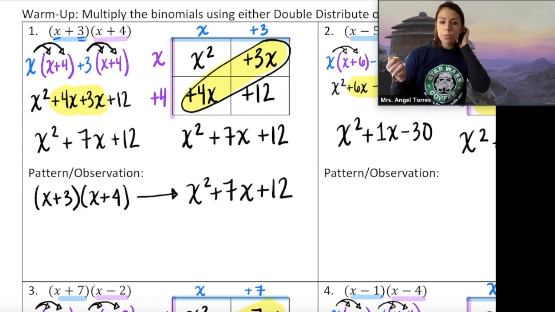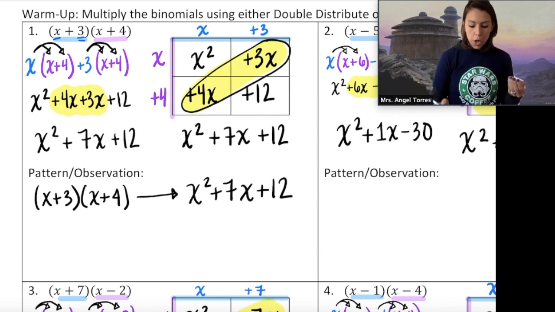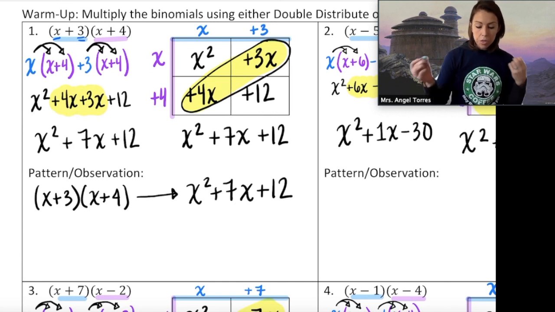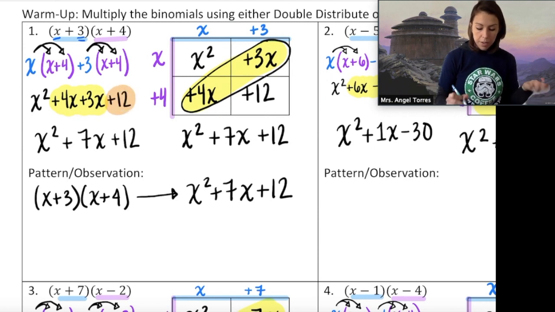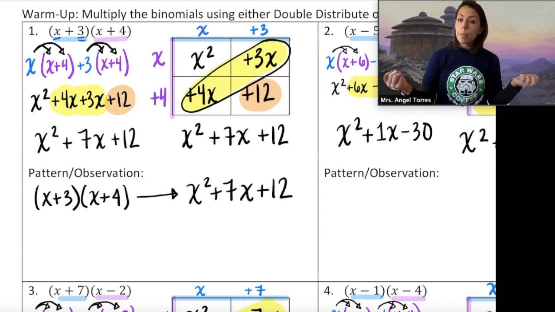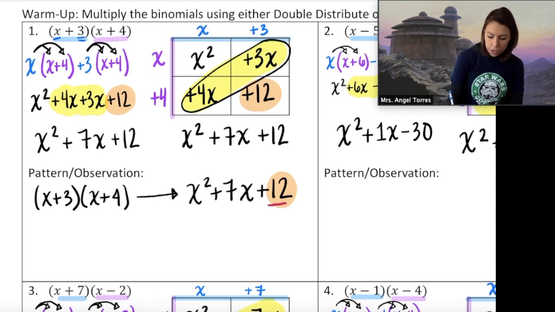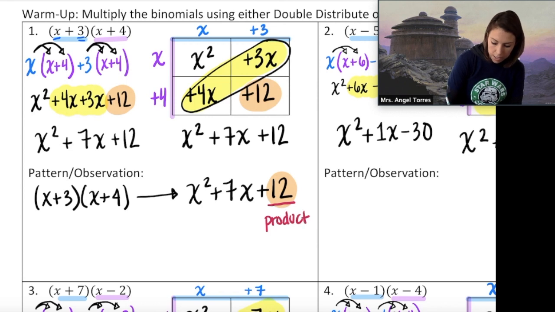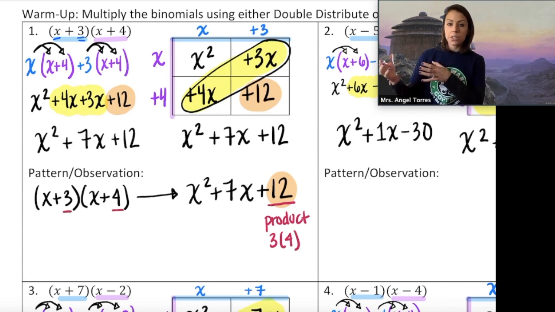If you look at what's happening in both methods, at some point we end up multiplying 3 and 4 together. We multiply 3 and 4 to get 12 in double distribute, and we multiply 3 and 4 to get 12 in our box method or window method. So we can say that this last term, 12, comes from the product of 3 times 4.